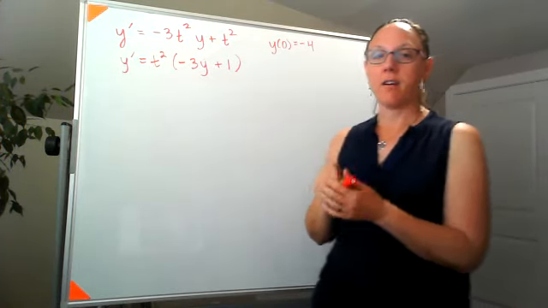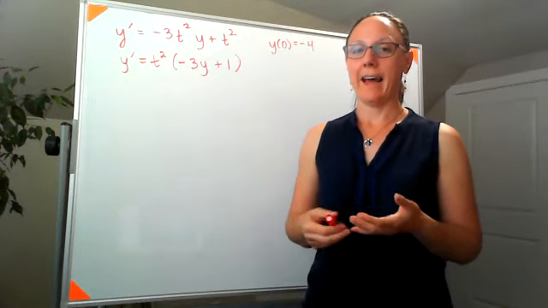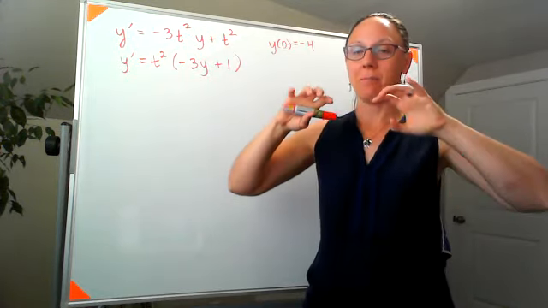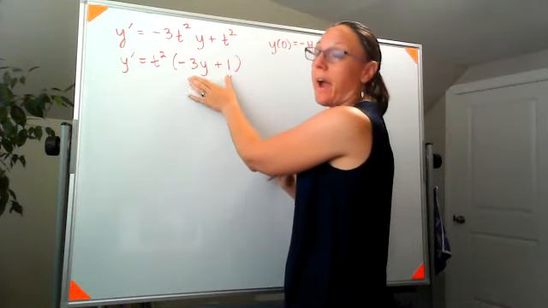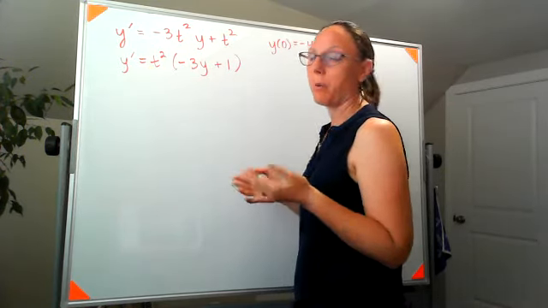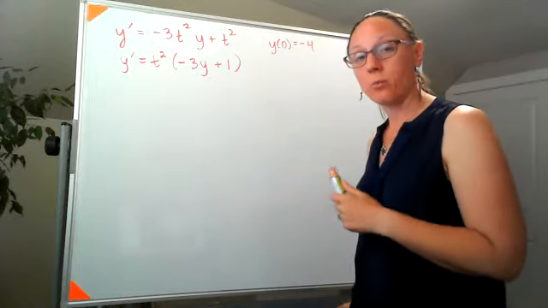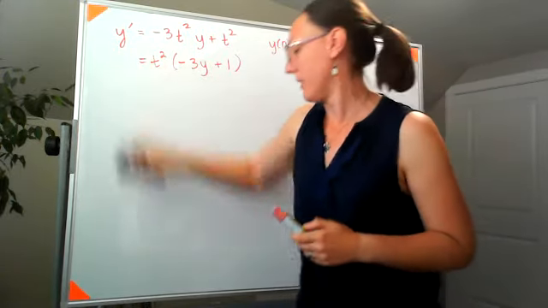Now, it's not enough that this side factors in order for it to be separable. It has to factor and isolate my two variables, meaning this factor only contains y and this factor only contains t. So now I know it's separable. I'm going to go ahead and rewrite that y prime to say dy dt.